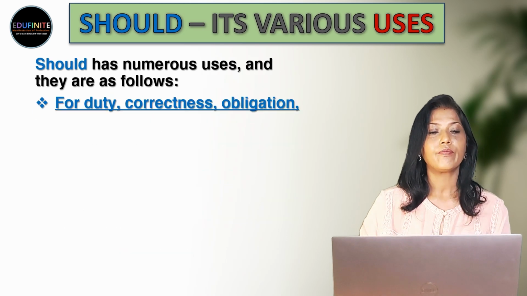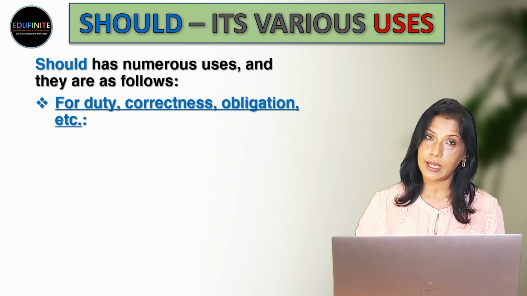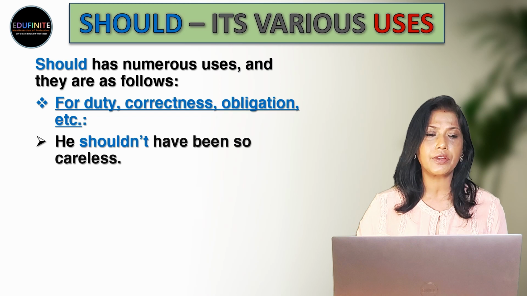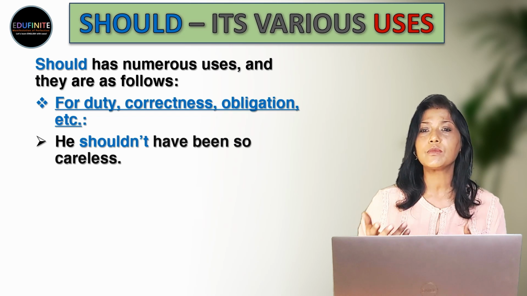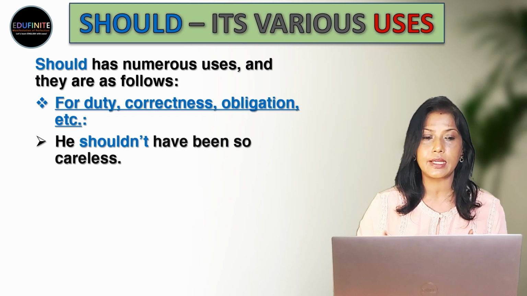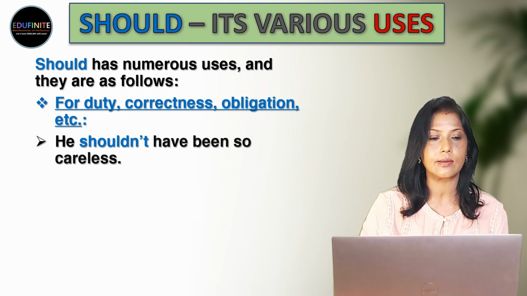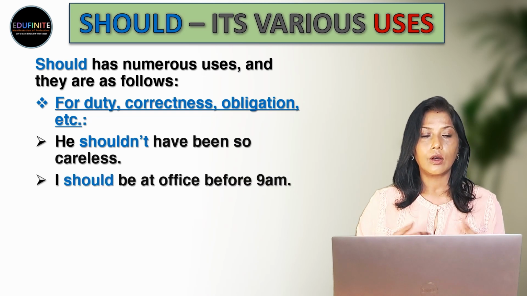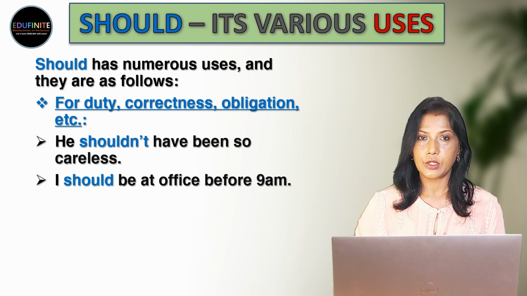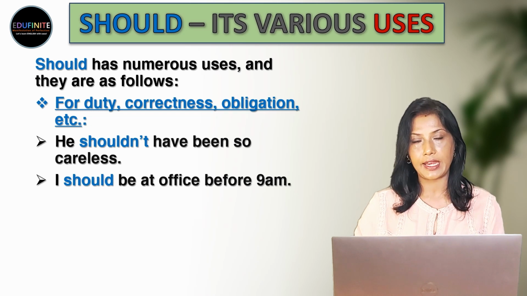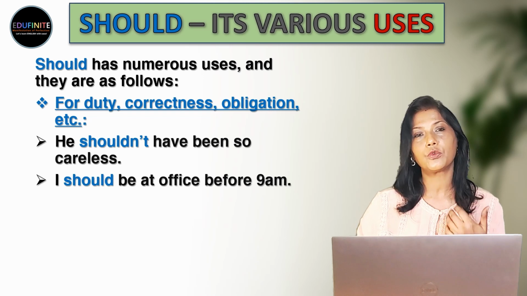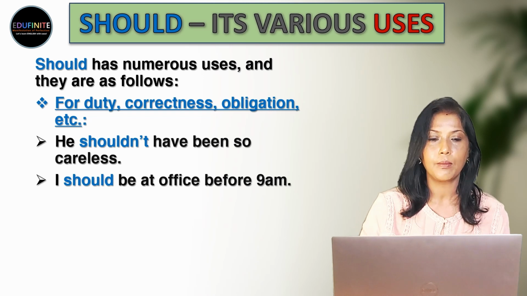Okay. Next we have duty, correctness, obligations, etc. We also use should. He shouldn't have been so careless. So when we are trying to correct someone, we've seen him to be very careless and we are not liking the fact that he is so careless. So we try to correct him and tell him he shouldn't have been so careless. Next, this is obligation that I should do it. I should be at office before 9 a.m. So I should always reach office before 9 a.m. That's my obligation, or that I'm duty bound to my office to reach before 9 a.m.